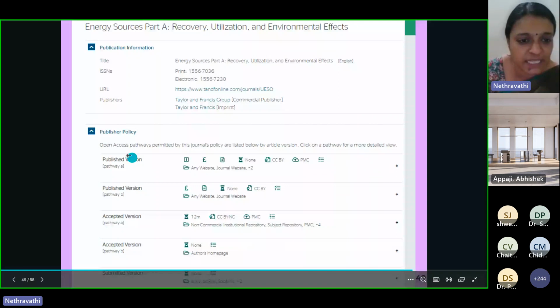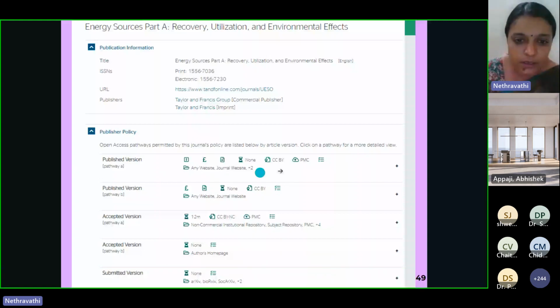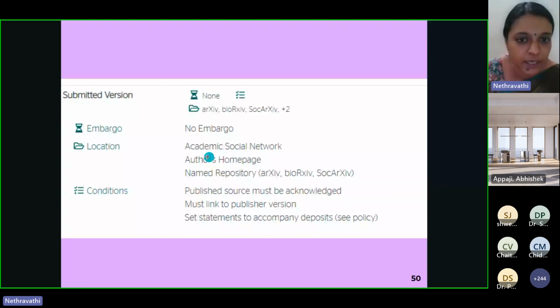So there's an accepted version, and then there's a published version. For each of these stages, which we can call stages of publication, there are some rules and policies which have to be followed. When we want to know the policies under each of these, we have to click on this plus symbol. So I've clicked on the plus symbol on the submitted version.